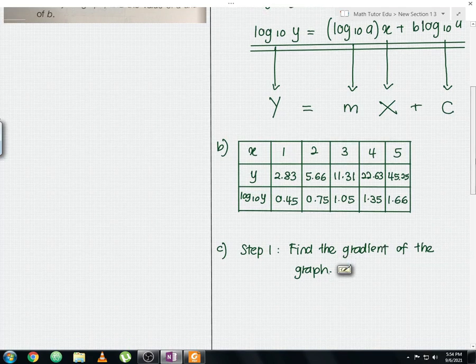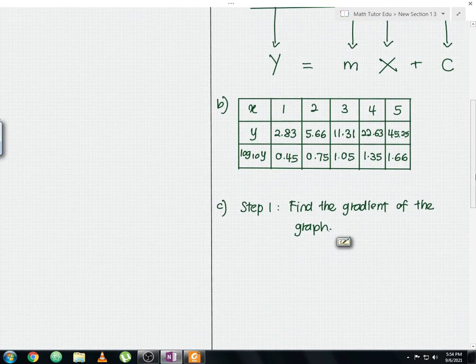So to find the gradient of the straight line, we need to use the formula of m. So how to find the m? Let me write the formula over here. So in case if you forget, which is y2 minus y1, and then you divide with x2 minus x1, close bracket. So let me underline the fraction.